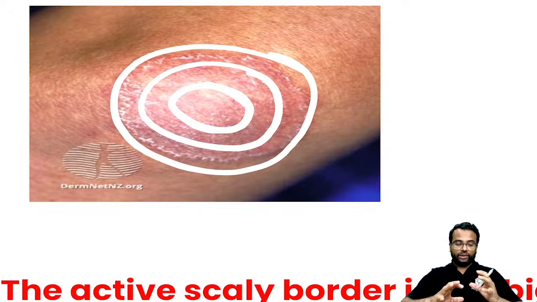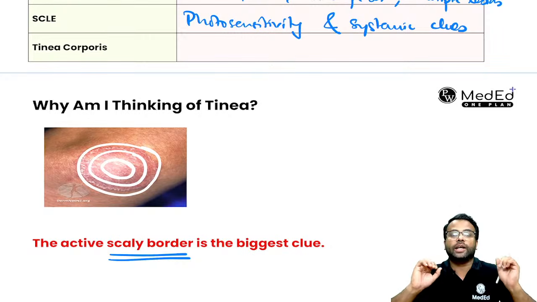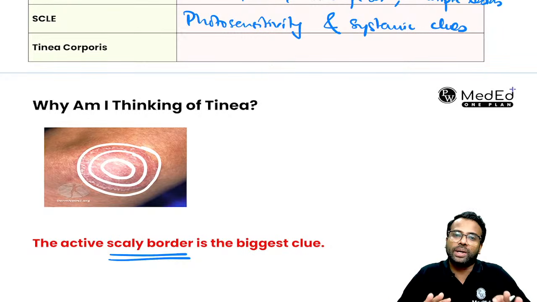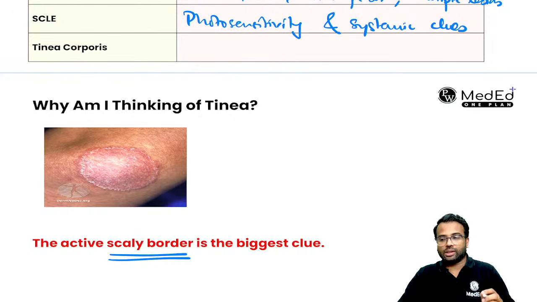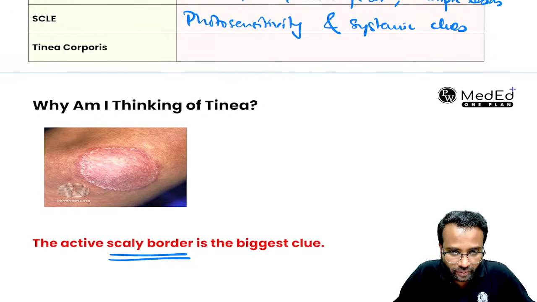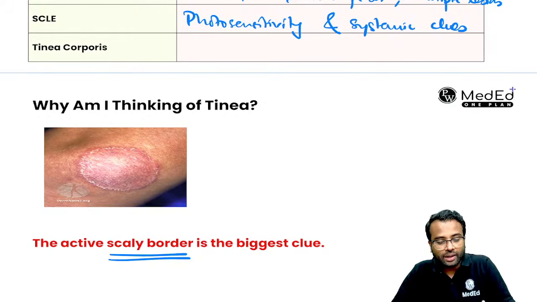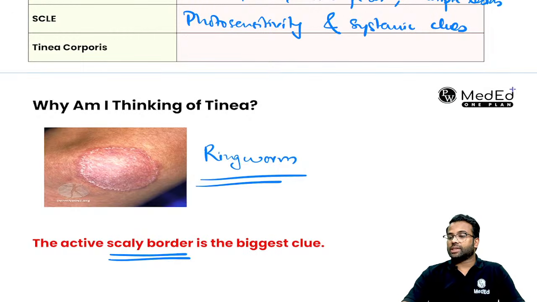So this is what you can say, an actively scaly expanding border is going to give you the best diagnostic clue that this could be a Tinea corporis. This is why we call this Tinea or a ringworm. Clear? Why after sun exposure this happened?